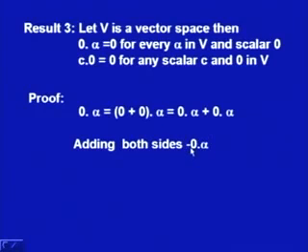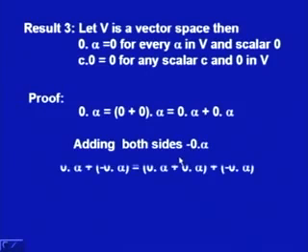Now adding minus 0 times alpha to both sides. So if I add this, 0 alpha plus minus 0 alpha is equal to 0 alpha plus 0 alpha, this is what I had, plus minus 0 alpha, this I have added on both sides.